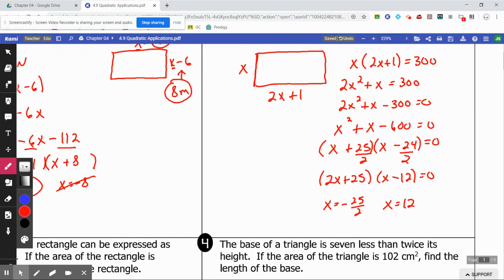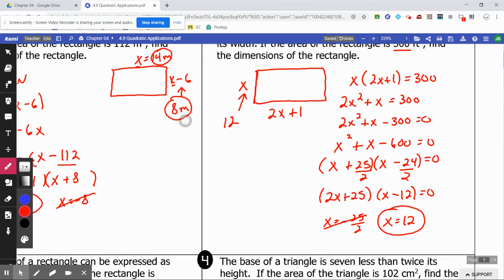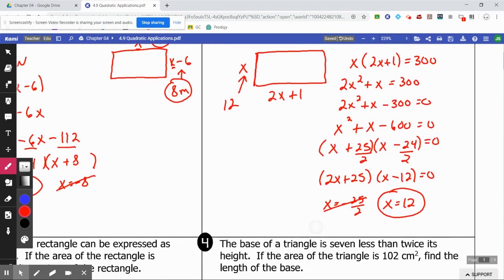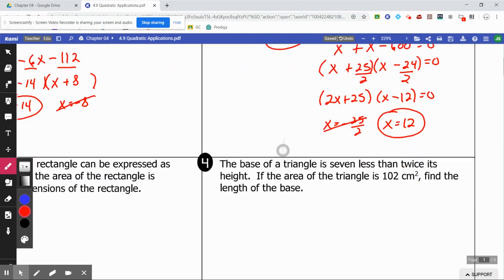Again, x is a side length of a rectangle, so it can't be negative, but x can be 12. So when you plug it in, this x value is 12, and this is actually in feet. So 12 feet, and this will be 2 times 12, which is 24, plus 1, which is 25 feet. So your dimensions here will be a 12 by 25.